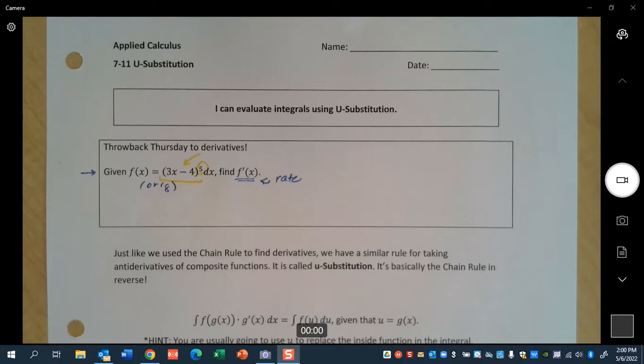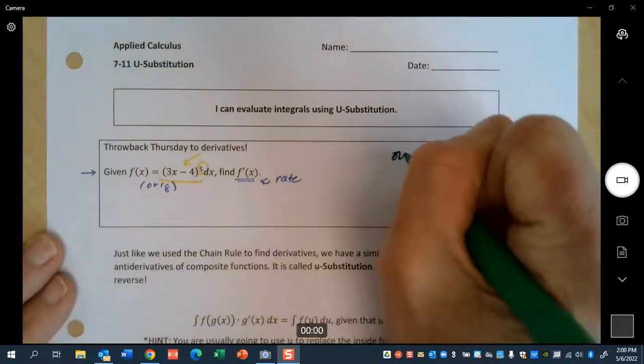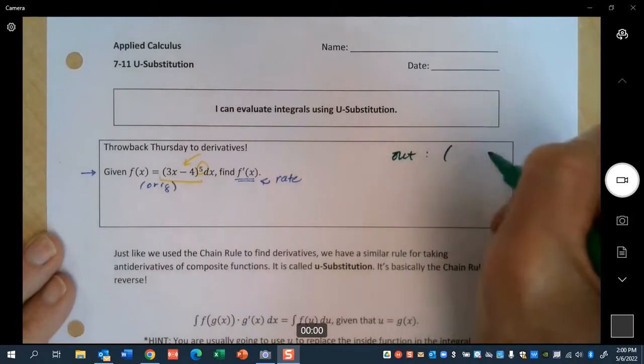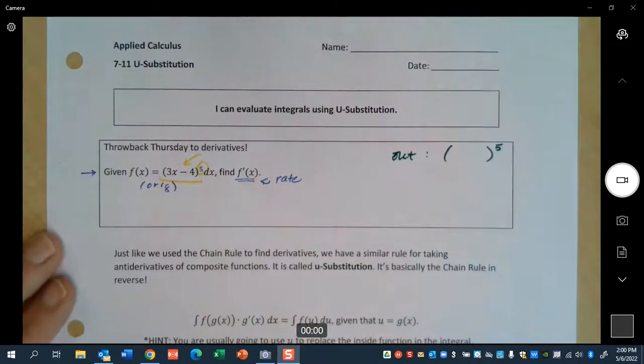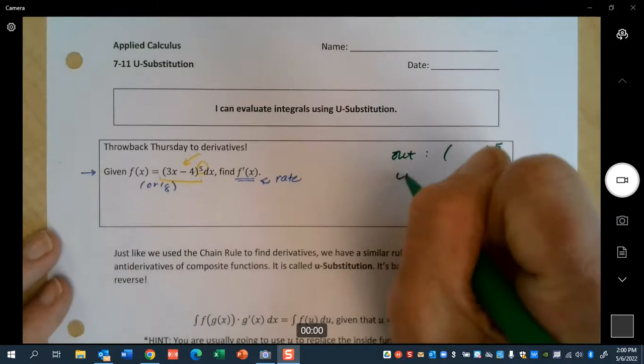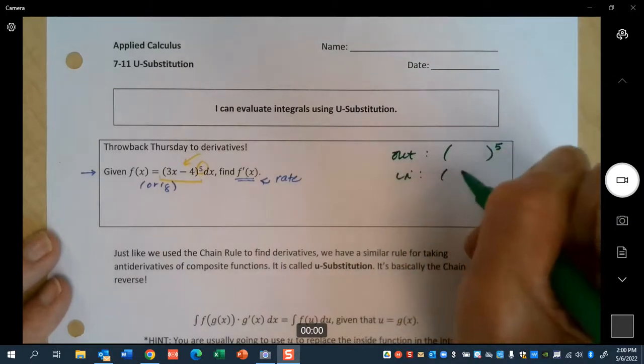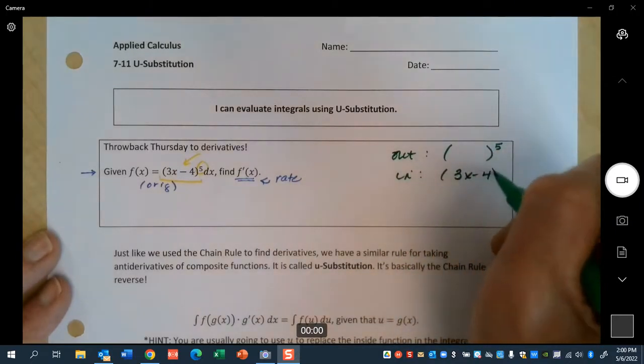Yeah, this is one of the ones where you need to use chain rule. How come? Yeah, because there's two ideas here. There's an inside and an outside function. So our outside conversation is going to be something to the 5th power, and our inside conversation is that 3x minus 4.